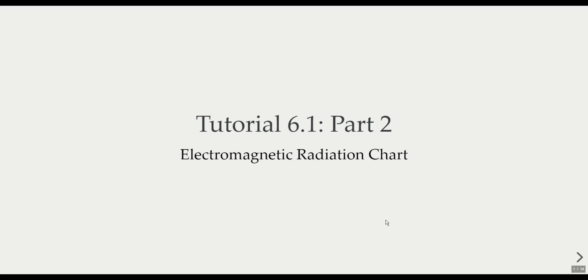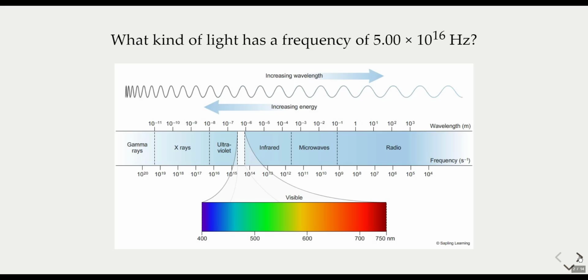So welcome to tutorial 6.1 part 2. This is on reading the electromagnetic radiation chart that we're going to need to distinguish different types of light. It's basically a skill of reading a chart and not much else. So let's have a look at the first question.